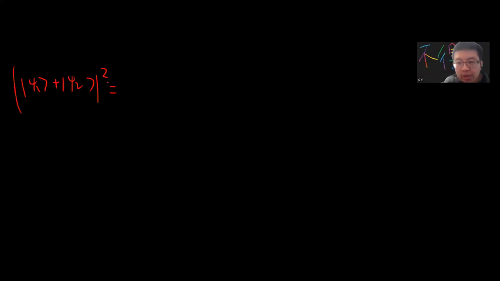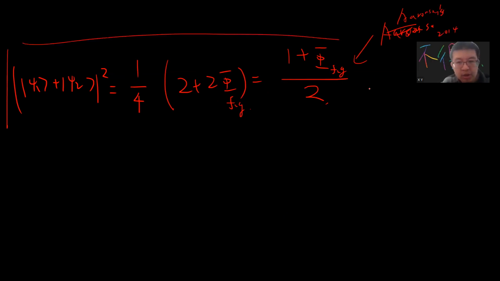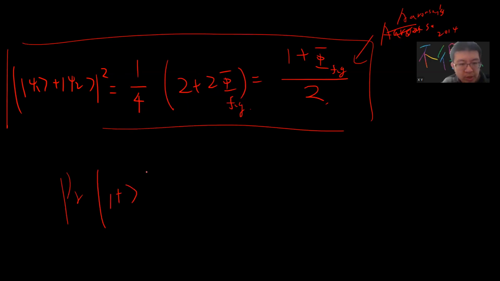Remember that I forgot about this 1 divided by 2, right? So if I square, it's 1 divided by 4, times 2 plus 2 times the Forrelation. It's 1 plus the Forrelation, divided by 2. Okay, and basically you can see this is the same equation as in Aaronson's paper in 2014. So the probability that you measure plus is basically 1 plus the Forrelation, divided by 2.